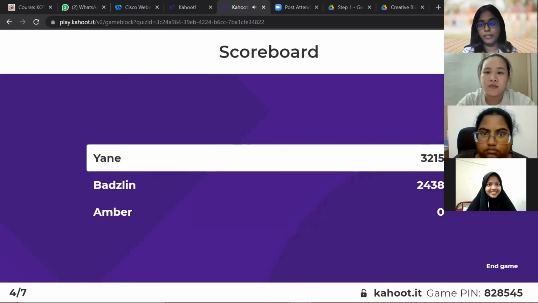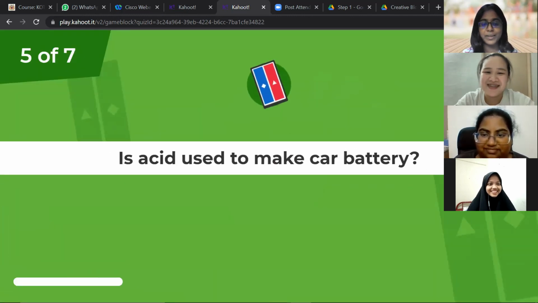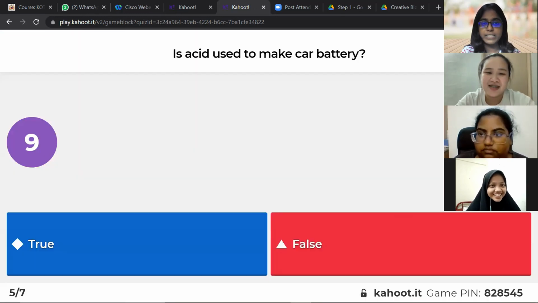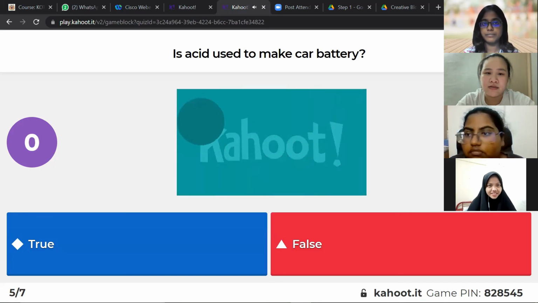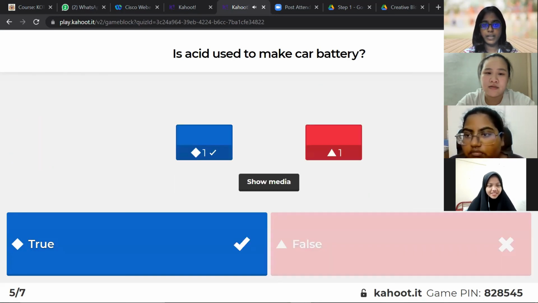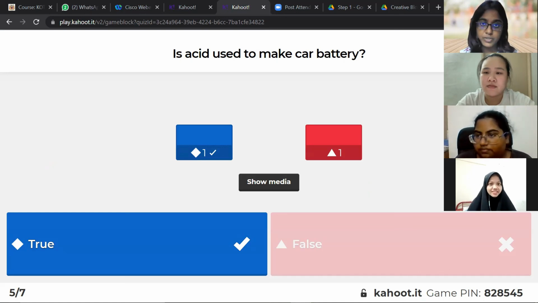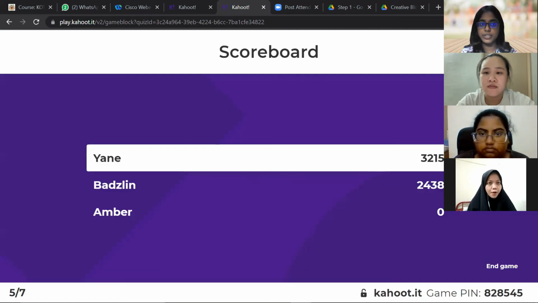Okay, Yen's leading now. Okay, but Baslin, you can catch up. Okay, next. Is acid used to make car battery? True or false? Blue is true, red is false. Okay, so one of you answered true, one of you answered false. So as you can see in your textbook, sulfuric acid is used to make car battery. So that's why acid is used to make car battery. So it's a true statement. Okay? Okay, and the next question.